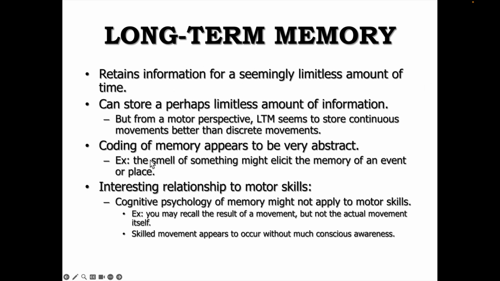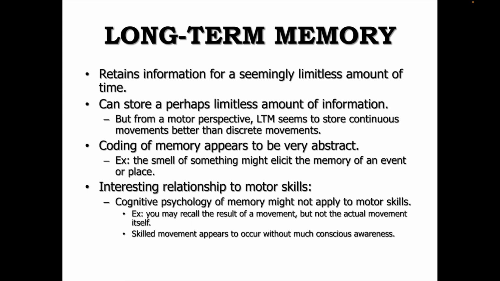Additionally, with long-term memory, the coding of that memory appears to be very abstract. One example is that the smell of something might help you remember some sort of event or place, just due to that smell. Long-term memory has an interesting relationship to motor skills. Specifically, the cognitive psychology of memory might not apply to motor skills. And here's an example. You might recall the result of a movement, but not the actual movement itself.